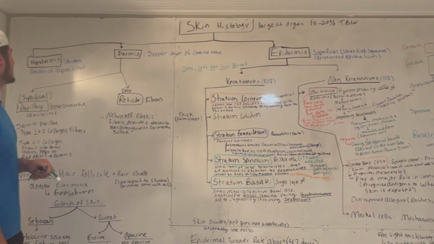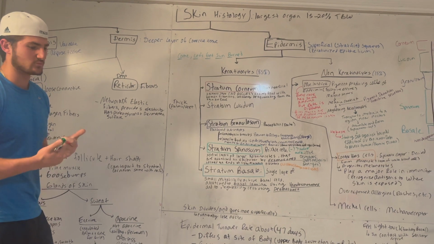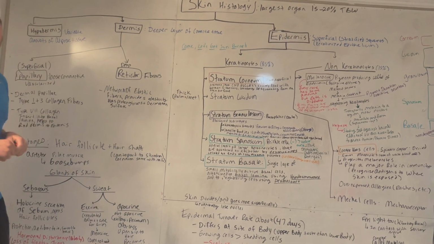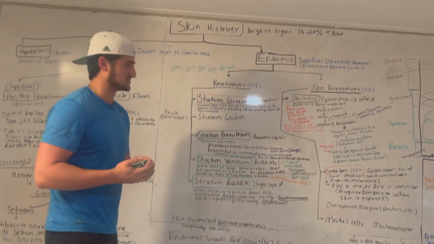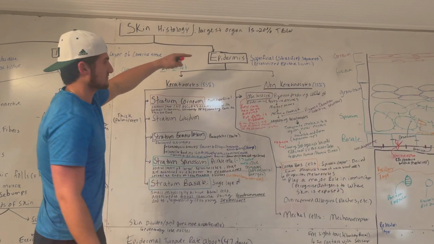And then the last one is the hypodermis. It depends on the person, honestly. Some people have more than others. It's basically where the fat tissue is stored. That's where adipose tissue is. Okay, so this is how we're going to do it. We're going to start off with the epidermis.